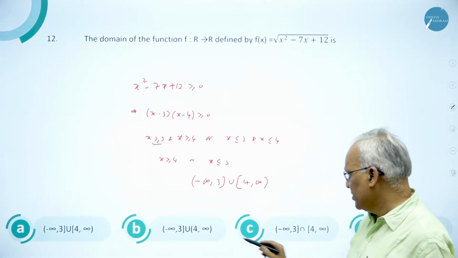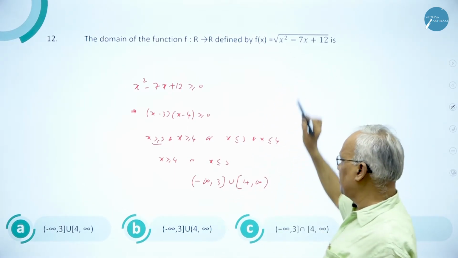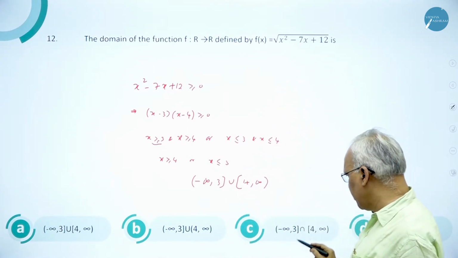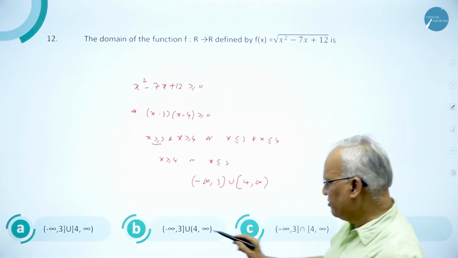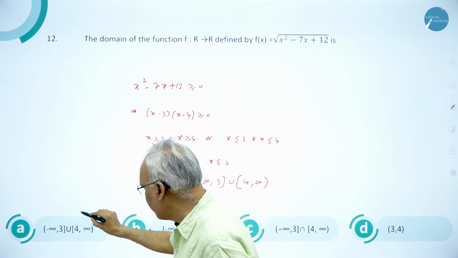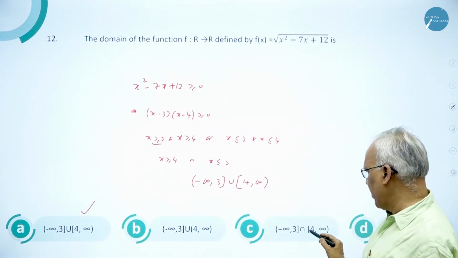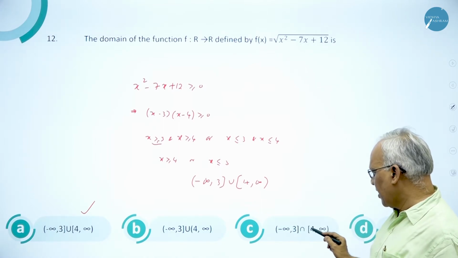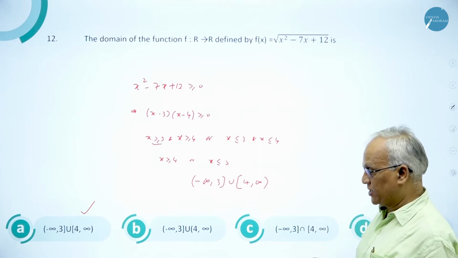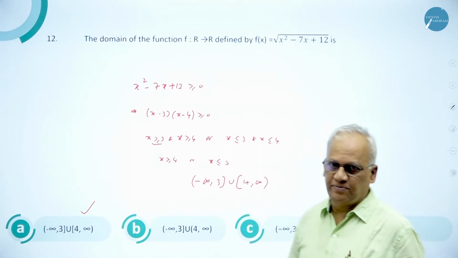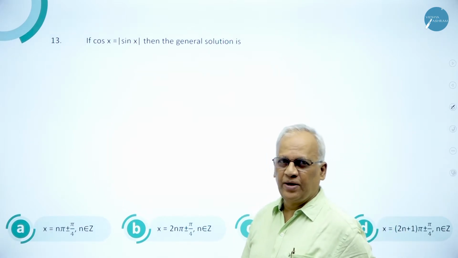Be careful, see this is not the thing. Even if it is 0, root of 0 is defined. So minus infinity to 3 union 4 to infinity. Be careful about that. Okay? You should be very, very careful. You may go to this because you concentrate on this 4 included, but it's not union, it's intersection. So the answer is A. So you have to be careful. This is one of the finest problems.